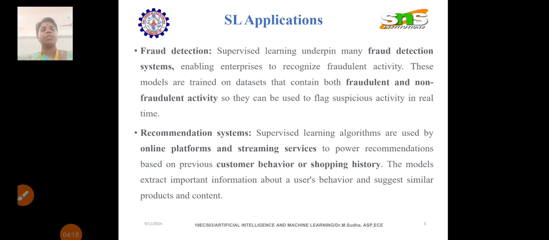And next, come to recommendation systems. Supervised learning algorithms are used by online platforms and streaming services to power recommendations based on previous customer behavior or shopping history. Yes, we already discussed that based upon our user experience and history, it will identify our interest and, according to that, display the category or items we need. The models extract important information about a user's behavior and suggest similar products and content. Yes, we discussed the same.